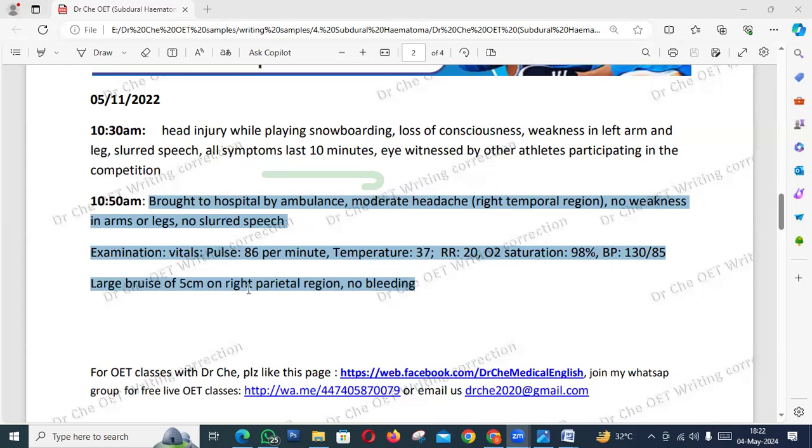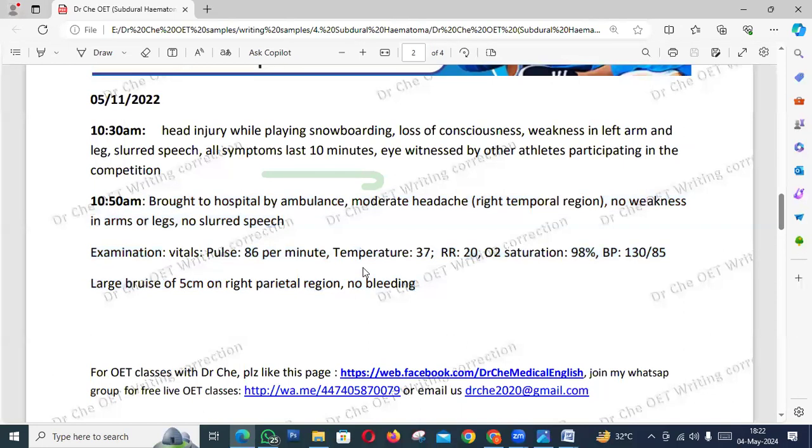And in examination, especially the bruise will be important. Mention the bruise size. Bruise size is important. Sir, we could also mention they are vitally stable. Vital signs are stable. This is not blood pressure. We can say vital signs stable. His examination or his vitals were unremarkable except for blood pressure of 130/85.